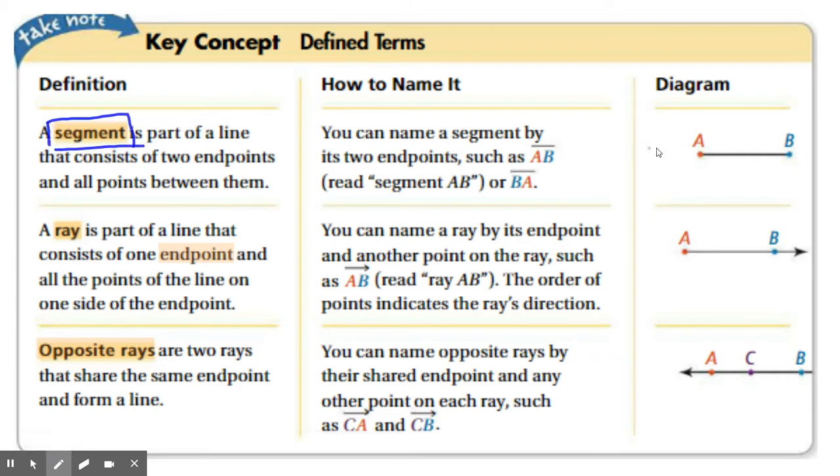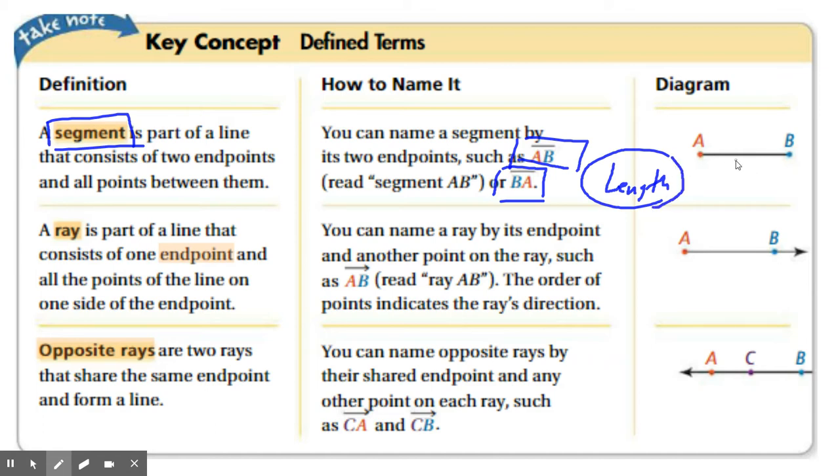So notice here in this picture, A and B, there's no arrows. It starts at A, it stops at B. It starts at B, stops at A. It is a defined segment. You name it with the two endpoints, segment AB or segment BA. Again, order doesn't matter. And again, the big thing with a segment is that it has length. You can measure the distance from A to B, and it has a length.